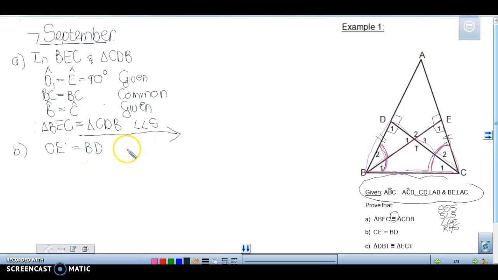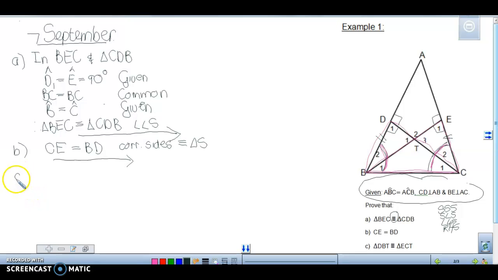And the reason is corresponding sides of congruent triangles, excuse my handwriting, this is a struggle. Question answer sorted, we are done with B. So let's look at the last part.